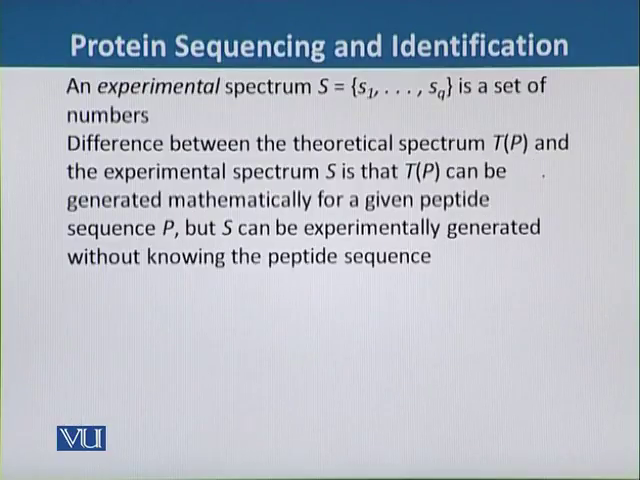In the experimental spectrum S, starting from S1 to Sq, is a set of numbers. The difference between the theoretical spectrum TP and the experimental spectrum S is that TP can be generated mathematically for a given peptide P, but the spectrum S can be generated experimentally without knowing the peptide sequence, as we know from earlier.